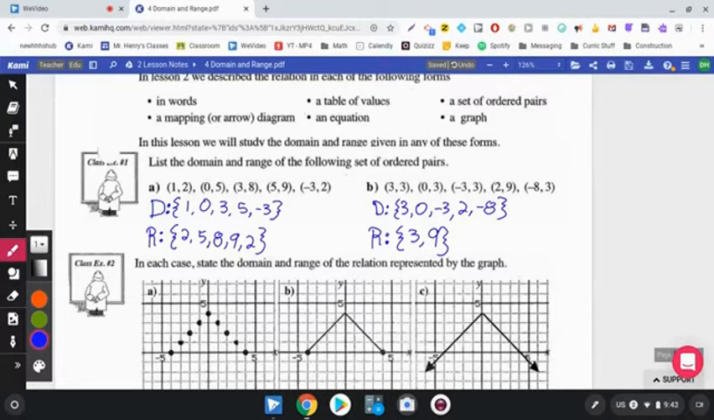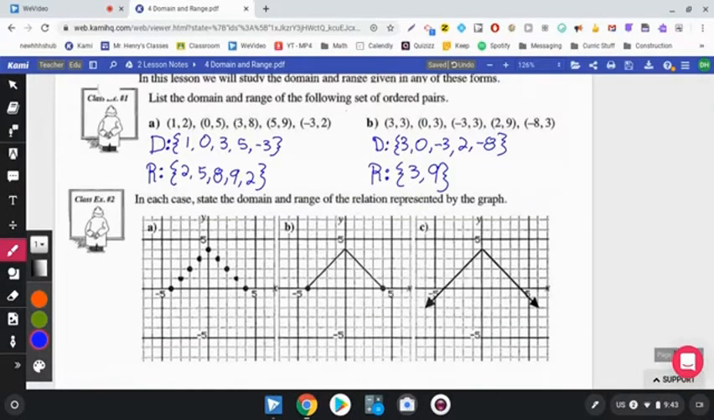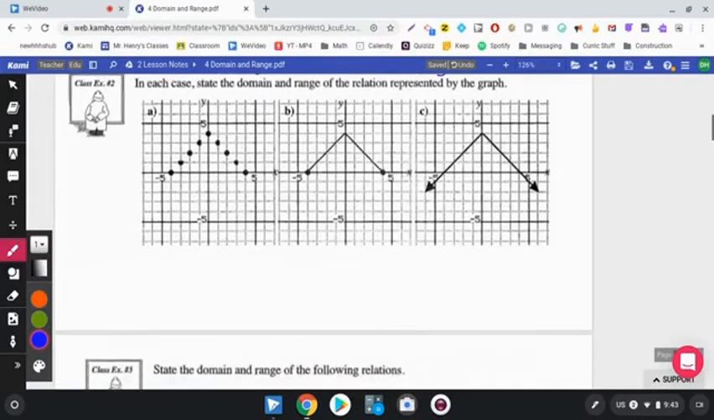3 is a possibility and 9 is a possibility. And there you go. So if I ever have just a bunch of points, I just list out the x values for my domain, list out the y values for my range. Okay. Now we're going to move to graphs.